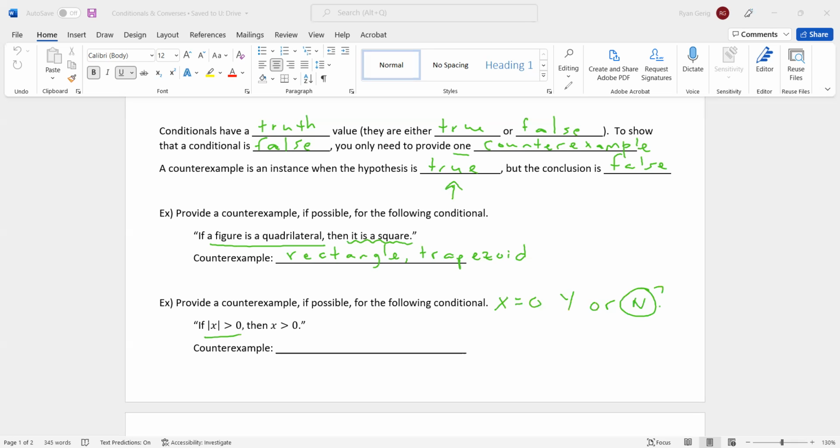All right, so what would be a counterexample? Well, any negative number. Let's just say -5, for example. If I put -5 in for x, the absolute value of -5 is 5, and that is bigger than 0, which is true. So the hypothesis would be true, but x itself was not bigger than 0. Okay.